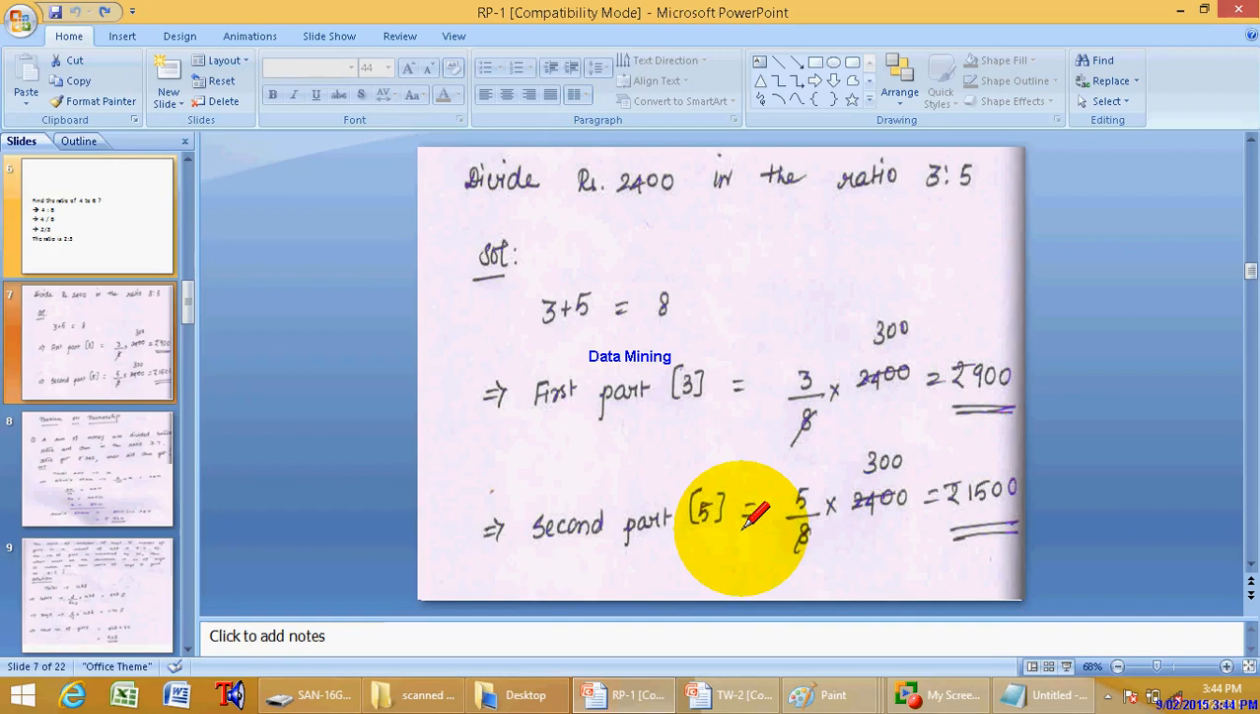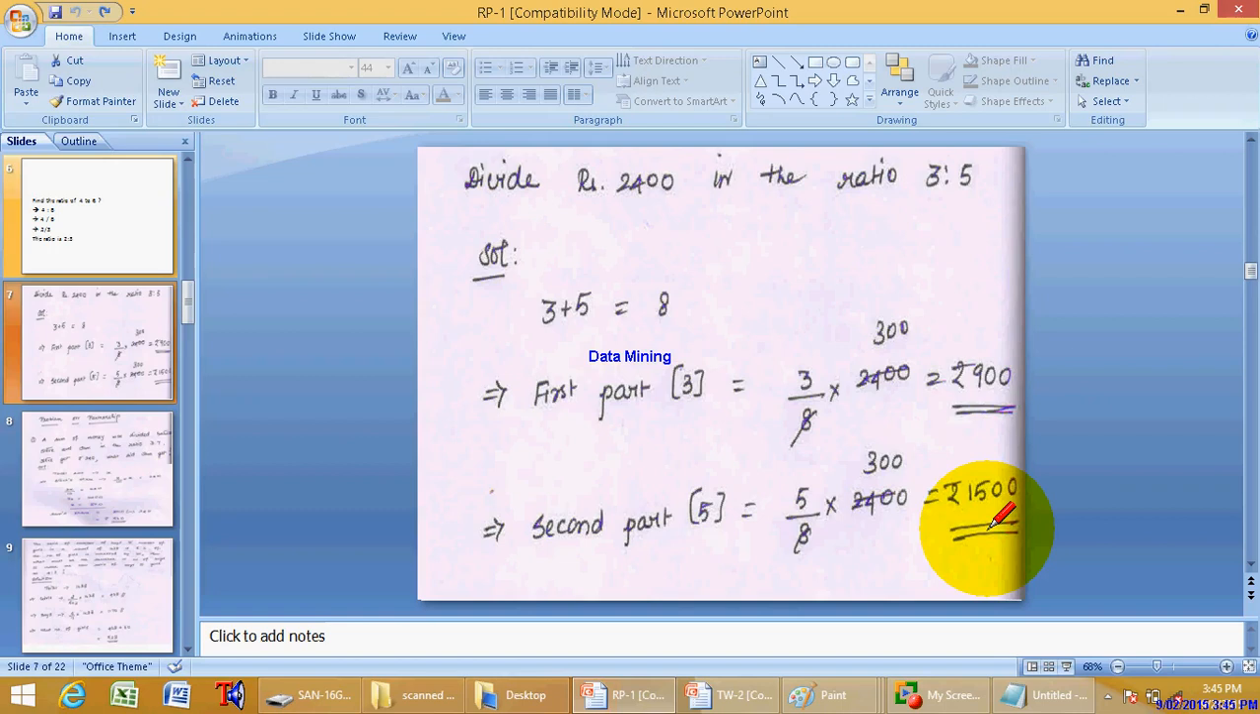Similarly, the same rule here. The second part, what is the second part of the ratio? 5. So out of 8 parts, 5 parts are given to the second person. So it is 5 by 8 into the total amount. So from the total amount we are dividing, isn't it? So you have to multiply it by the total amount. While you cancel it, you will get the answer as 1500, which is the share given to the second person. Is this clear?